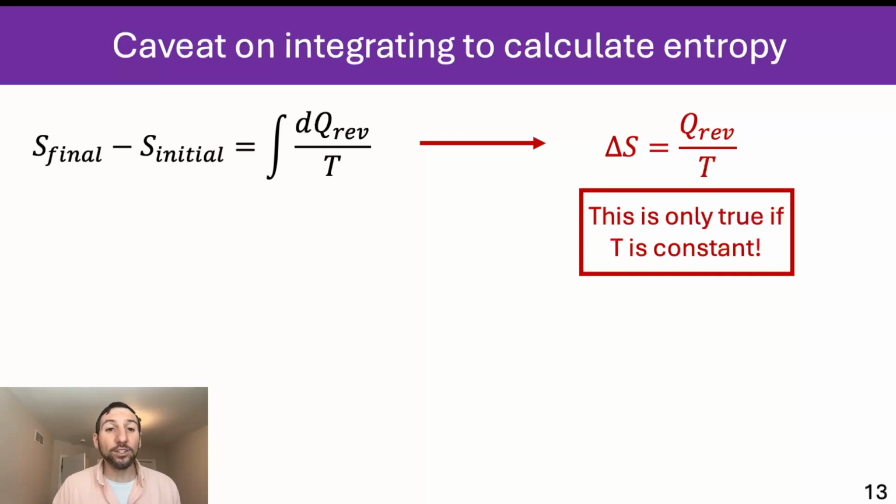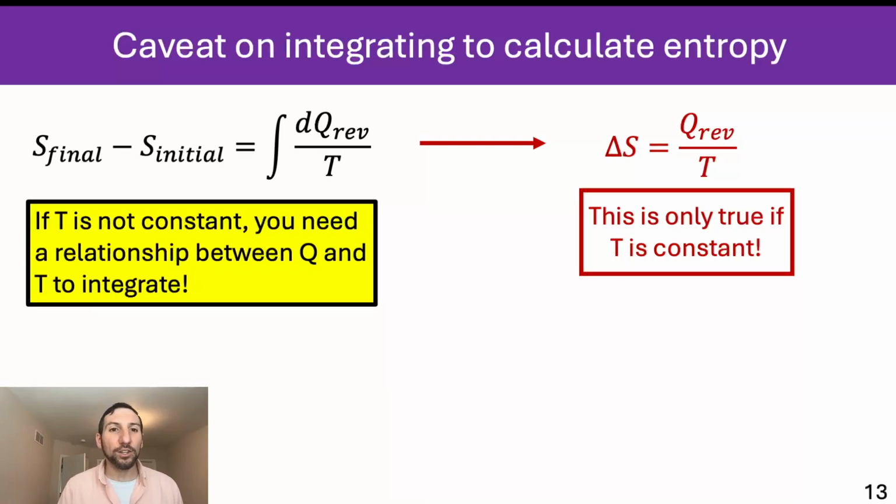And in those situations, you need a relationship between Q and T in order to be able to integrate and get your entropy. In later videos, we'll go into some examples of how we can set this up. For now, I just want you to be aware of these nuances and caveats for that entropy equation.